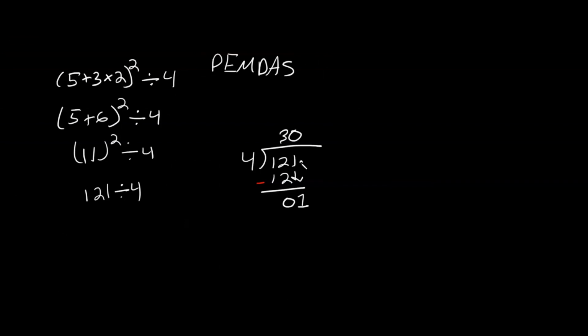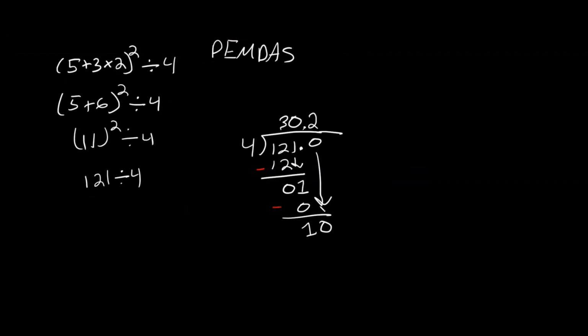But let's evaluate this as a decimal. So we'll add a decimal. Sorry, I added a decimal in the wrong place. We'll add a decimal here. Remember, we got to subtract 0 from this. So that will leave us with still a 1, and then we're dropping down this 0 here, and that will be 10. And then 4 goes into 10 2 times. So this will be 8, and then we're subtracting that. This will leave us with 2, and then we add one more 0. And then 4 goes into 20 5 times.